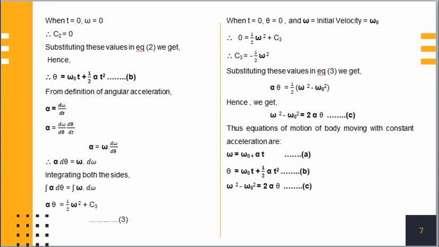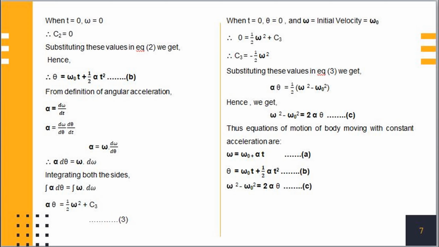Integrating both sides, α dθ is equal to the integration of ω dω. Therefore we get αθ is equal to 1/2 ω squared plus c3. We call this equation number 3.